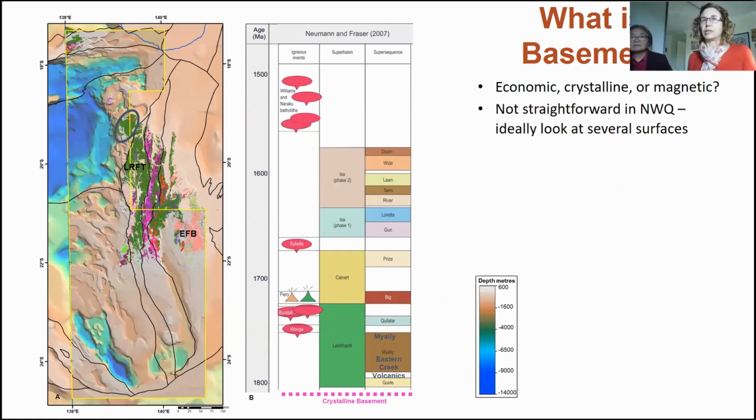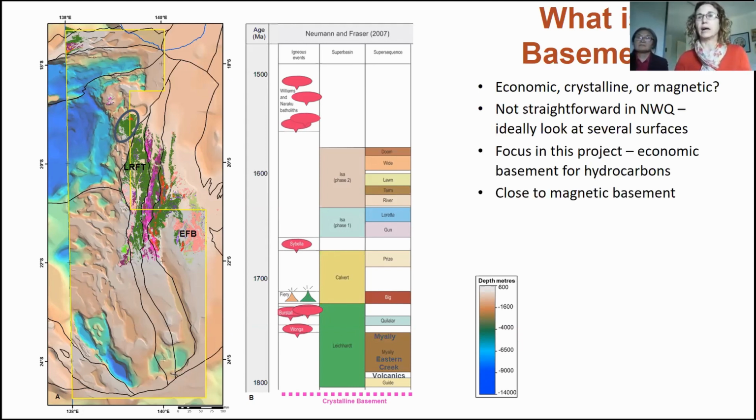One of the key questions when we start a project is always, what is basement? And I would encourage anybody using SEEBASE to also look at the reports and think about that. If you're lucky, in a given area, economic, crystalline, and magnetic basement will all be the same surface. But in general, it's not that straightforward, and certainly in Northwest Queensland, it's not. Ideally, in this area, you look at several surfaces, which GA is now doing, and in the work I've done for the NT, likewise, I've looked at a couple of different surfaces.